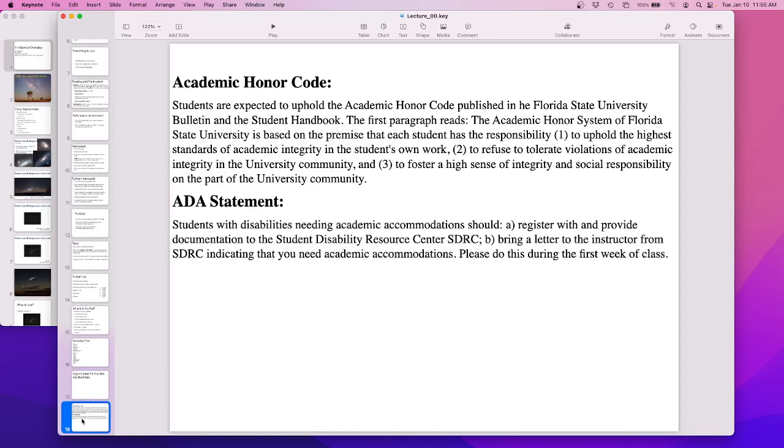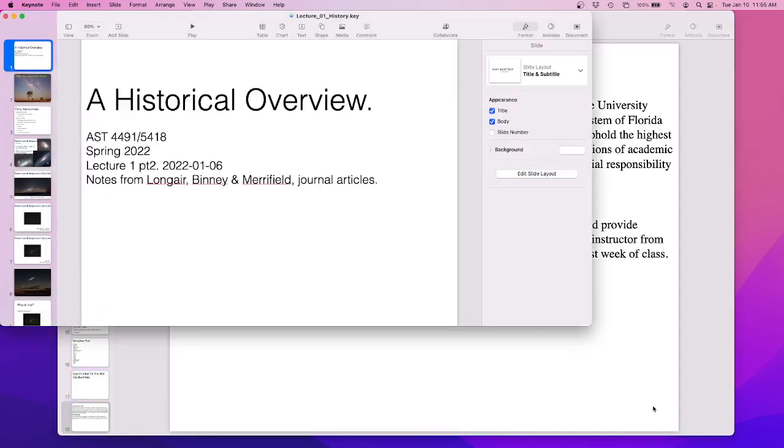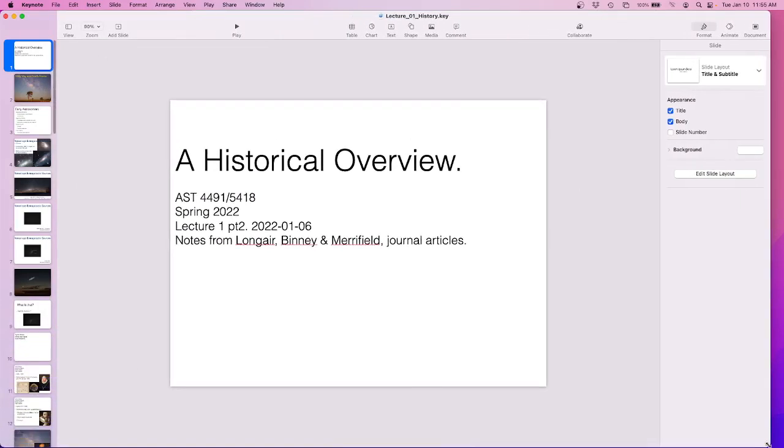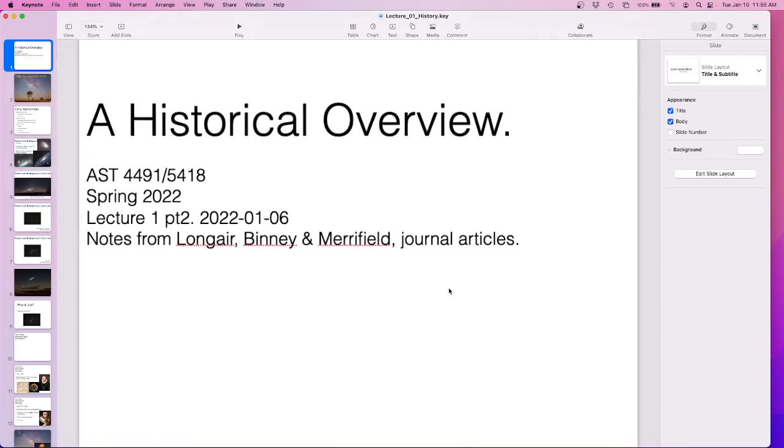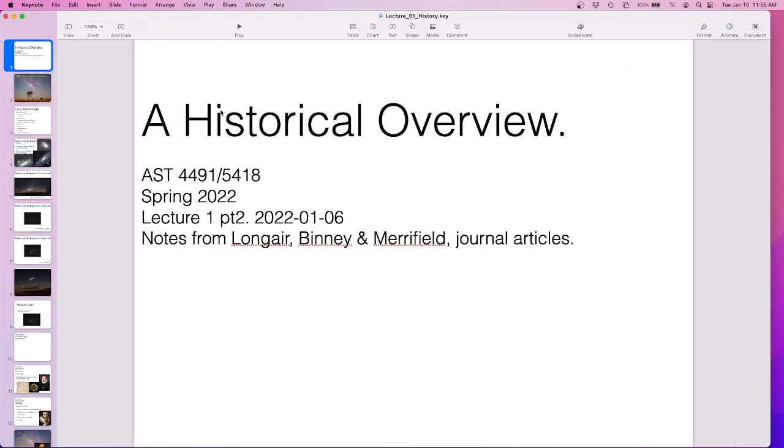And then here is the academic honor code. Don't cheat and stuff. Okay. Does anybody have any questions about logistics? There's stuff that's due tomorrow.